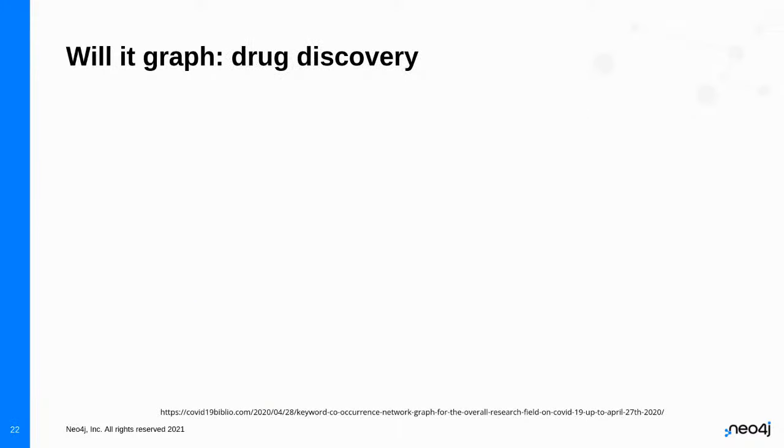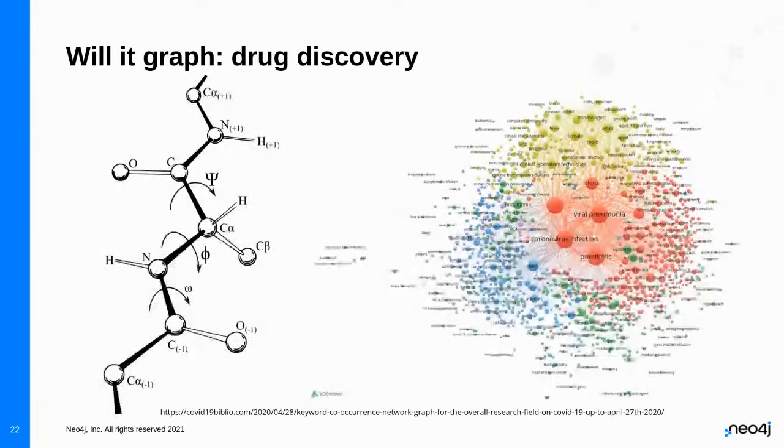Okay, this one is obvious, drug discovery, right? When we're talking about drug discovery, we're talking about molecules like what's on the left here, and certain elements bond with other elements. So hydrogen and oxygen bond with carbon really easily, or nitrogen really easily. And so we can describe molecules as graphs, where the elements are just the nodes and the relationships are the bonds between them.